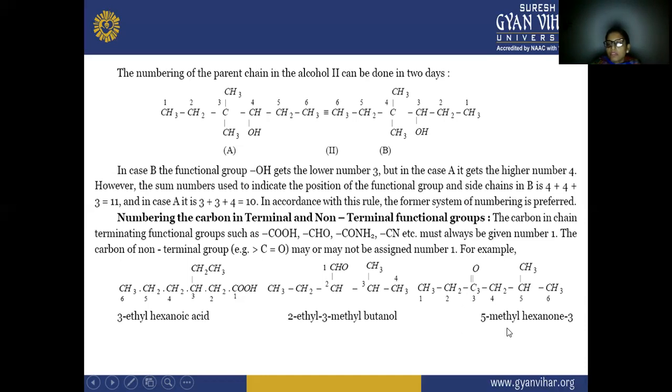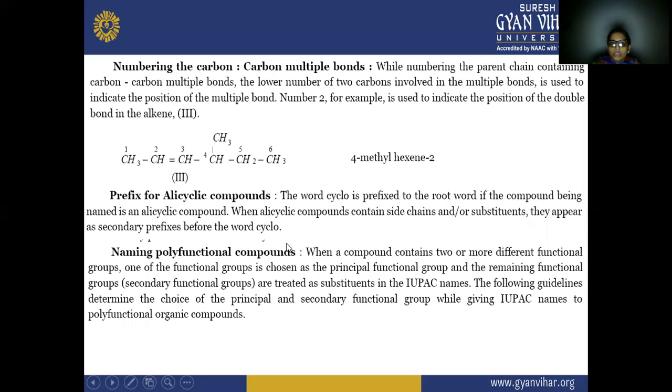So its name is 5-methylhexanone 3. So its name is hexanone 3. Next is numbering the carbon.